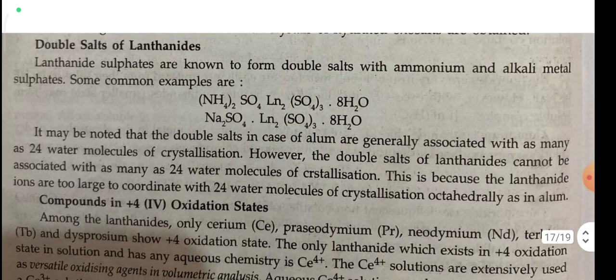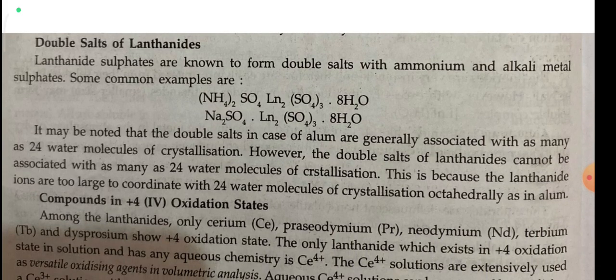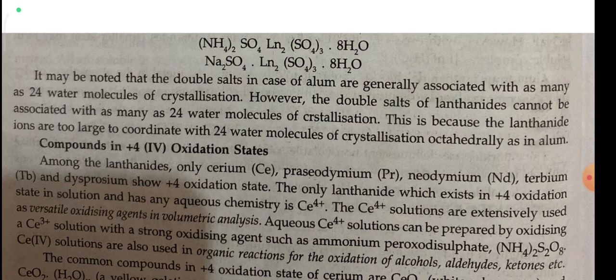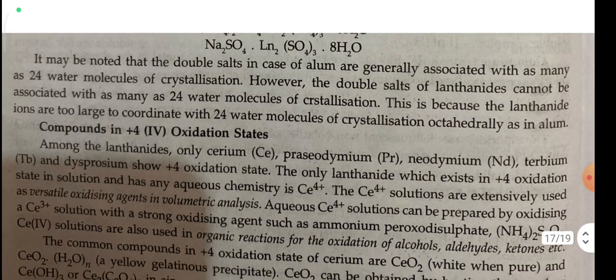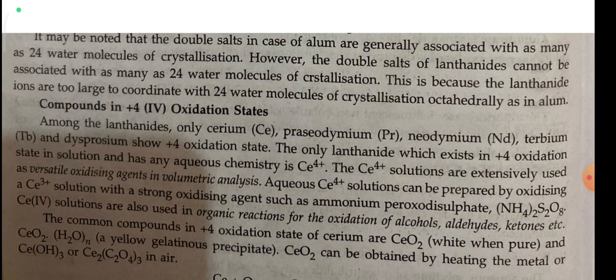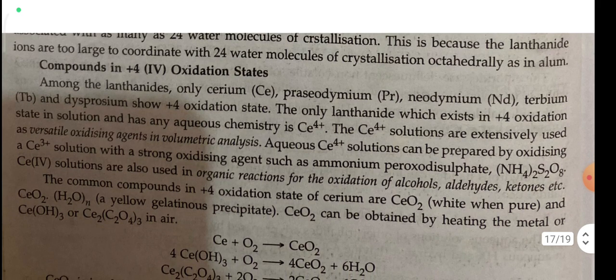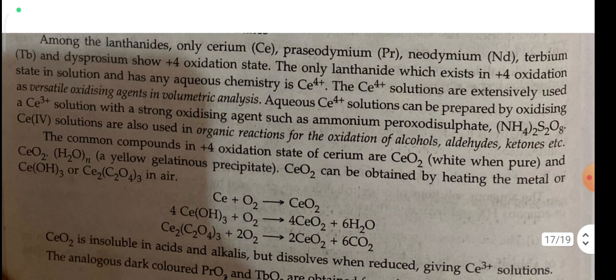Double salts of lanthanides. Lanthanide sulfates are known to form double salts with ammonium and alkali metal sulfates. It may be noted that double salts in the case of alums are generally associated with as many as 24 water molecules of crystallization. However, the double salts of lanthanides cannot be associated with as many as 24 water molecules of crystallization. This is because the lanthanide ions are too large to coordinate with 24 water molecules octahedrally as in alums.